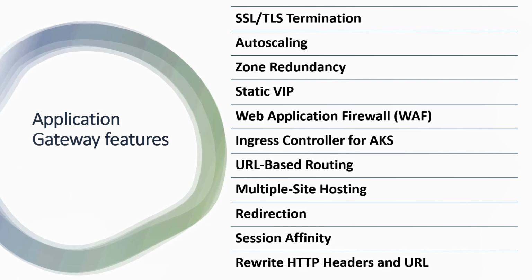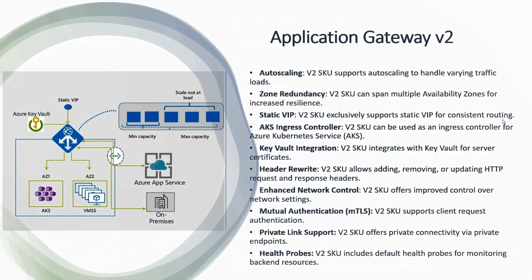And the last one is rewrite HTTP headers and URL. Using the application gateway, now you can modify or rewrite the HTTP headers or the URL from the request or the response. There are two versions of application gateway in Azure which can be deployed, version 1 and version 2. Version 2 supports more features as compared to version 1. And now Microsoft recommends deploying version 2 instead of version 1. If someone is using version 1 in their existing environment, it's recommended to migrate to version 2.